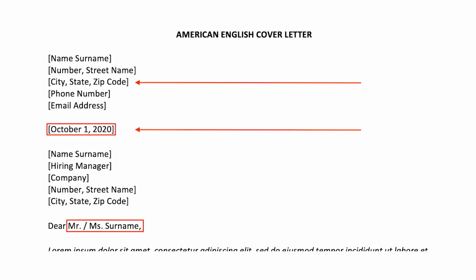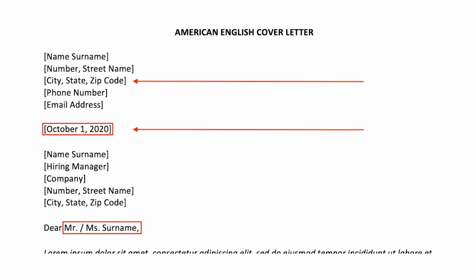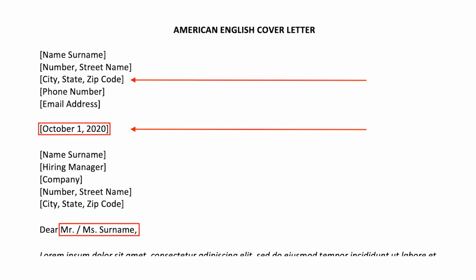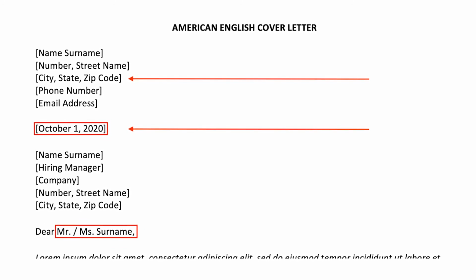For American usage, the month is placed first, followed by the date, and you need to insert a comma between the day and year. We also include a dot after the abbreviation Mr. or Ms. For British English, you can leave it out.